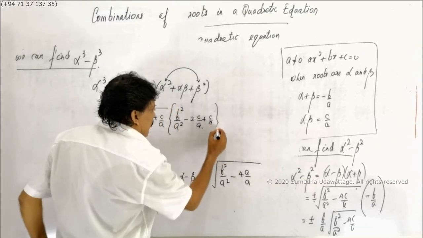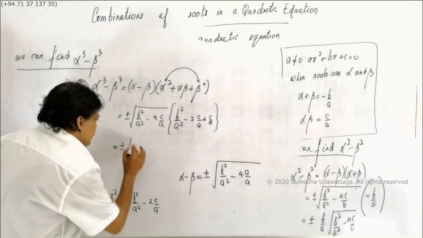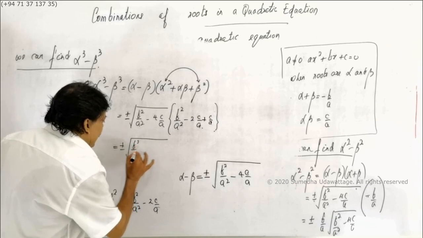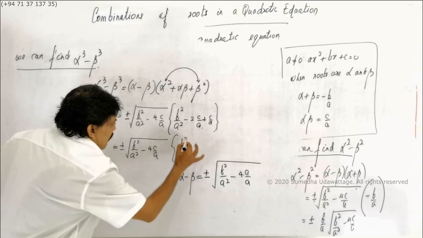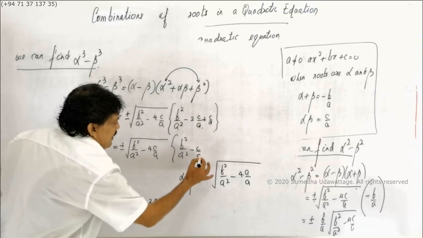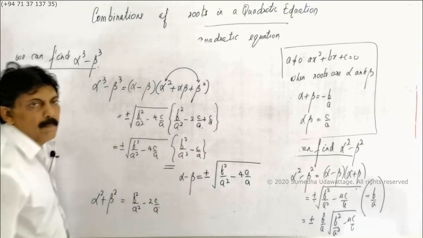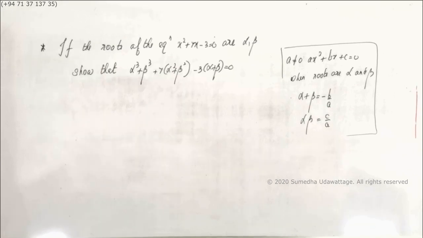C over a. Then you get plus or minus square root of b squared over a squared minus 4c over a, and here you get b squared over a squared minus 2c over a plus c over a would be minus c over a. Minus c over a. And now we go to another question using these combinations of roots in a quadratic equation.